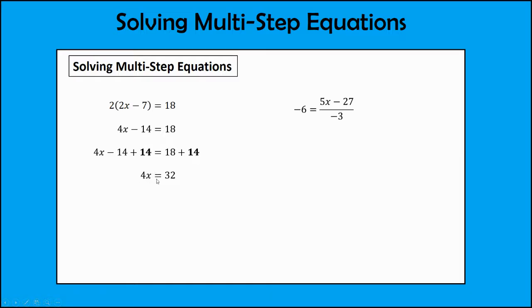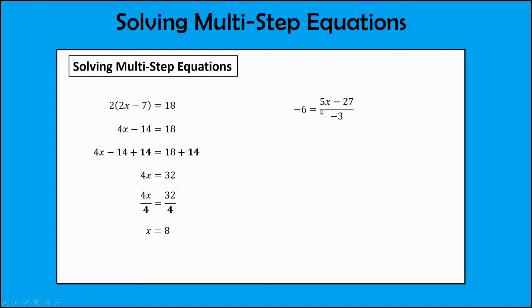Now I have 4 times x equals 32. I want this 4 to become a 1. So the way we're going to do that is divide each side by 4. This 4 times x divided by 4, I can cancel the 4's out. That's going to give me x by itself, and that's going to give me 8. So the solution is x equals 8. The value of x, if I was to put 8 in the place of x here, it would make these two sides equal. Okay, going over to my next example, -6 equals 5x minus 27 divided by -3.